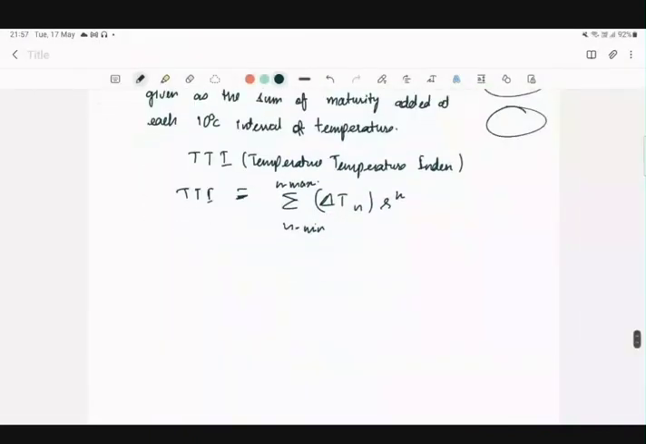You can define this like: n max is the highest temperature interval encountered, and n minimum is the lowest temperature interval encountered.